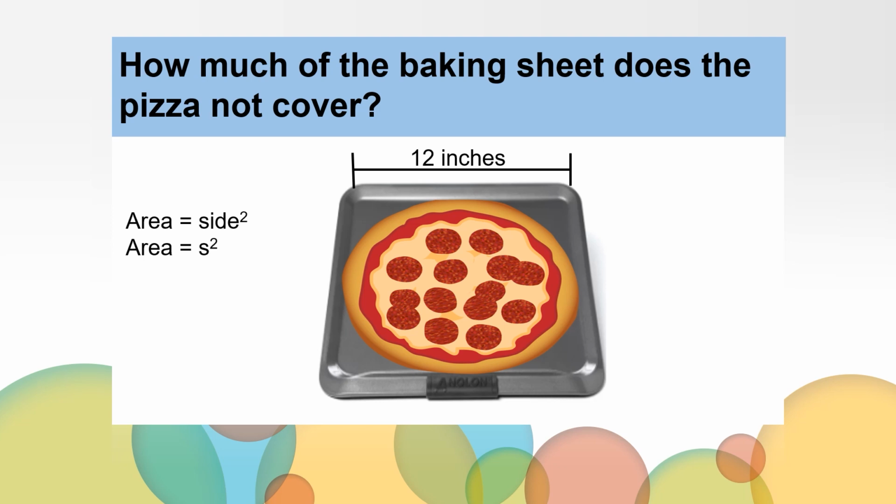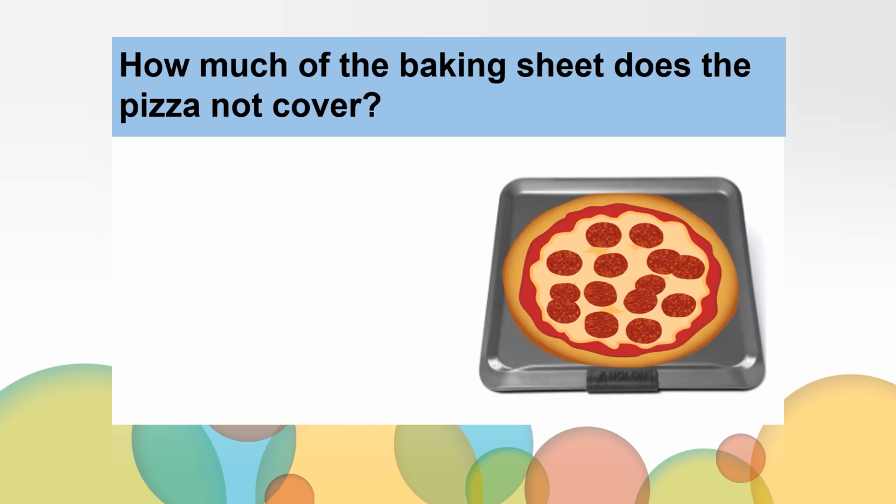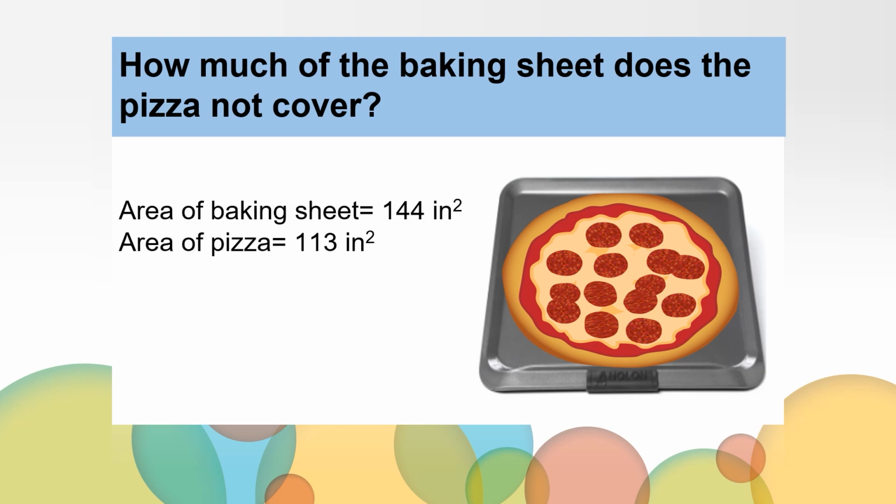When we square the length of one side of the baking sheet, we find that the area is 144 square inches. Now that we know the area of the square baking sheet and the area of the pizza, we have enough information to solve the problem.